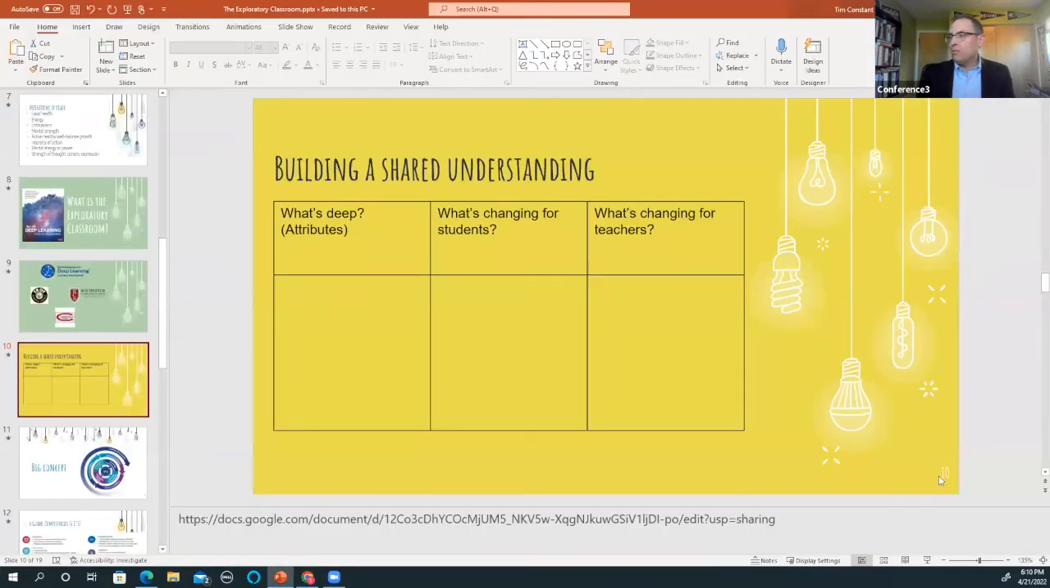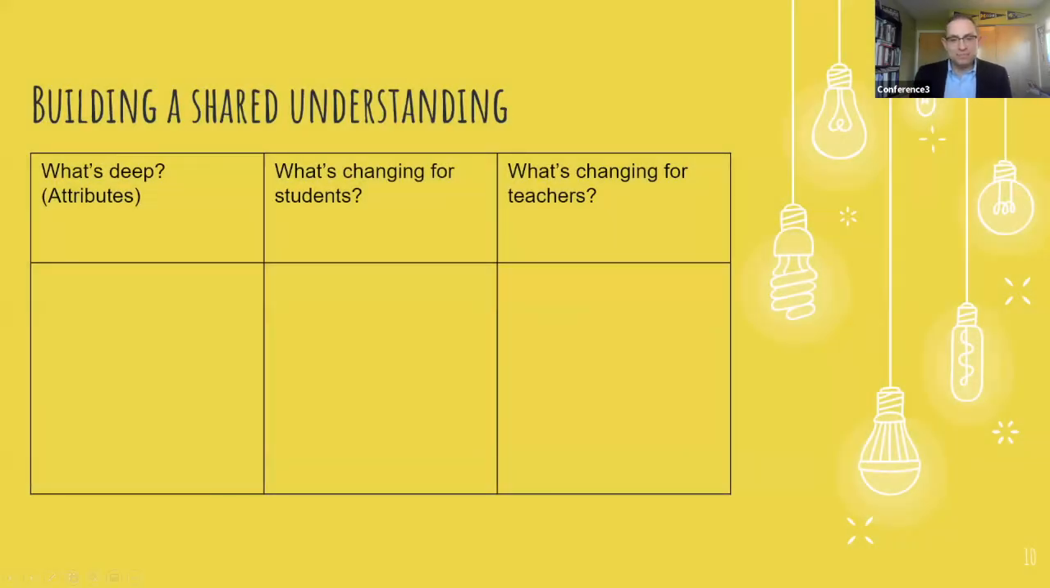All right, so that is just one example of deep learning. So what are some attributes that you saw? Oh, sorry, Steve. Oh, no, go ahead, just jump in.